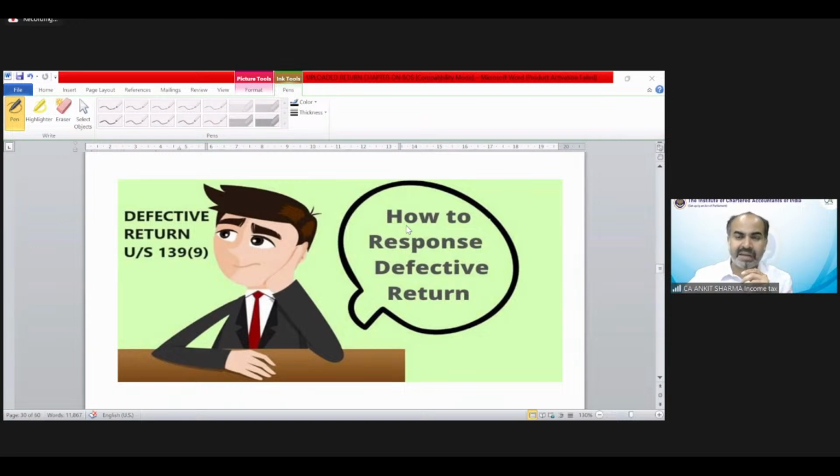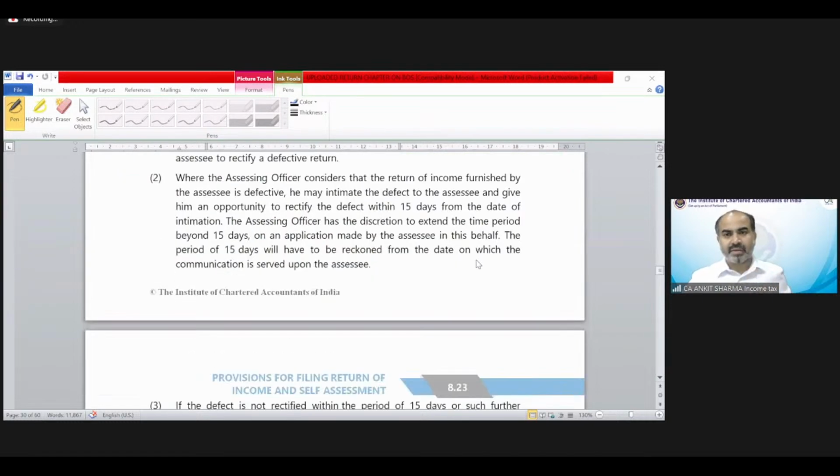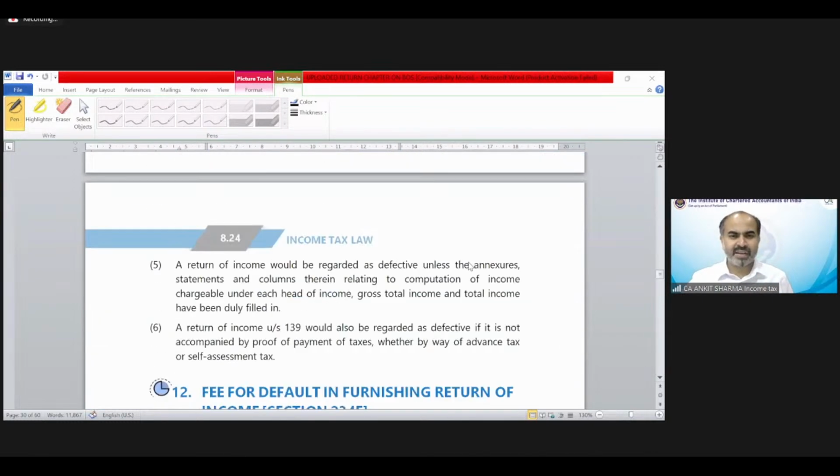234F penalty would be for late filing of return, that is 1,000 and 5,000. That would be chargeable, of course. The 24 months would be counted from 31st March 24, so it would end on 31st March 26, not on 31st March 27. Additional tax liability: if the tax on the return is zero, then there would be no additional tax liability. Okay. Defective return provision we have discussed already in detail.